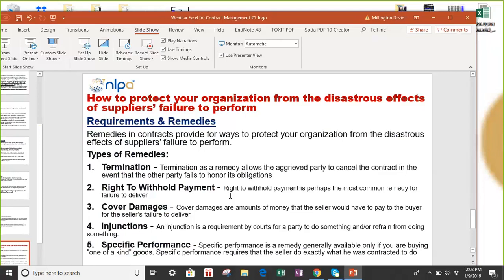So to prevent going through these remedies, again, and I always focus on this, make sure that you have a very robust supplier selection process. Rule of thumb.